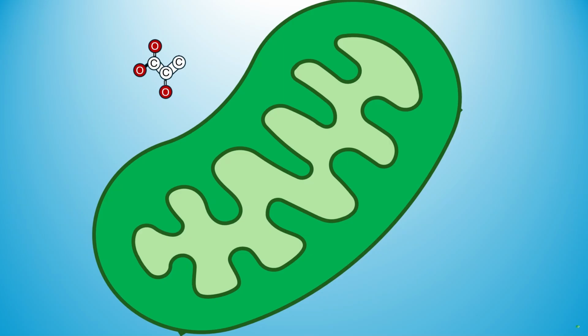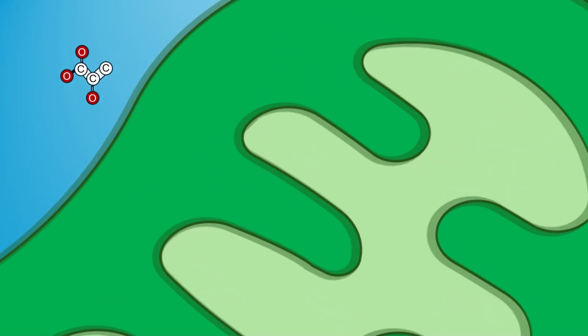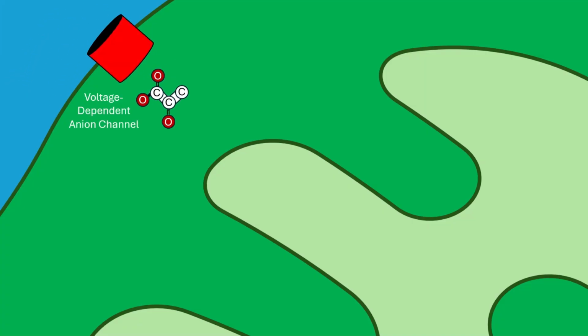Now we're going to look at the bridge reaction in higher detail, starting with how it actually enters the mitochondria from the cytoplasm. First, pyruvate must go through the outer membrane. It does this by facilitated diffusion through a voltage-dependent anion channel, or VDAC.